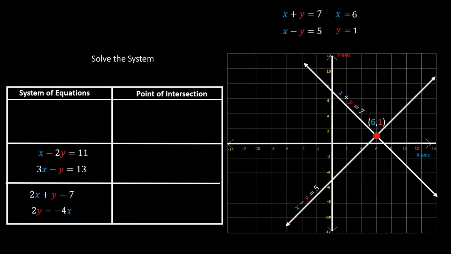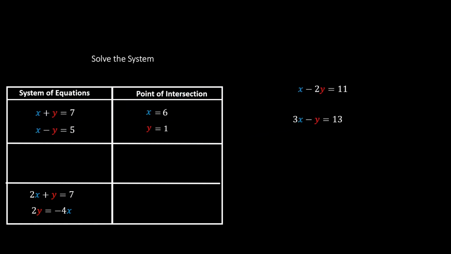Let's do another example. So for the second system of equations, if we just add these two equations, no variables will cross out. We'll just get another equation with two variables. However, if we multiply the first equation by negative 3 on both sides, that will give us negative 3x plus 6y is equal to negative 33. This is an equivalent equation to the original.